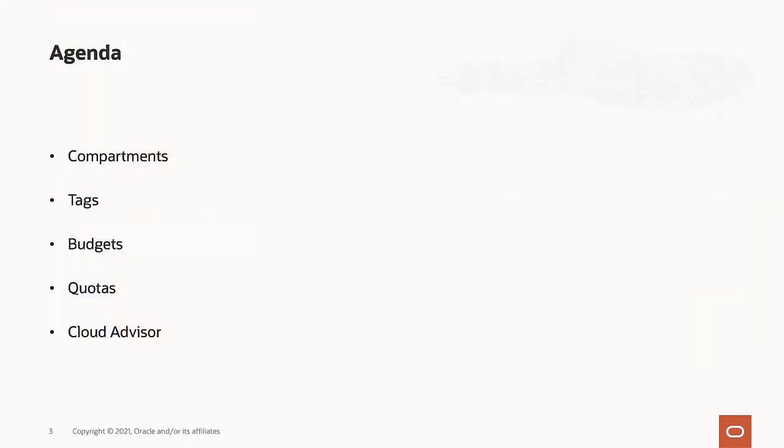Thank you. And for today's agenda, this is a summary of what we're going to be covering. First, we're going to start with compartments. Then we'll take a look at tagging, some of the best practices around tagging. We'll take a look at budgets and quotas within your tenancy. And then finally, we'll take a look at Cloud Advisor. We'll also demonstrate some of these tools to you within the actual Oracle Cloud Console.